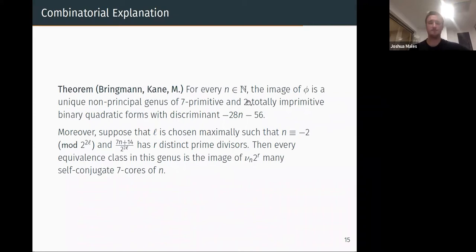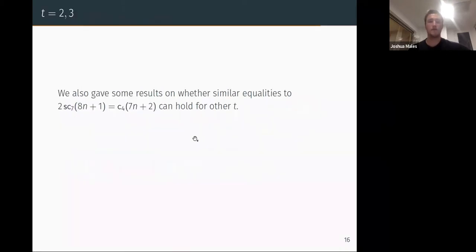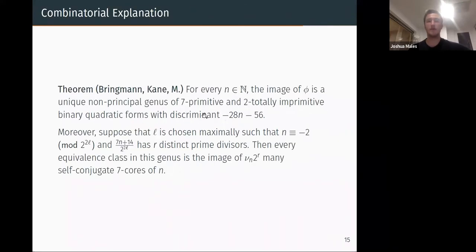It tells you, if you give me some of your favorite self-conjugate 7-cores, I can tell you the genus that it maps to, and I can tell you how many things in the orbit map to the same equivalence class in the genus, sorry. Okay, so here I've been talking about SC7, SC4, and I guess I have ten-ish minutes left to go over some other things.